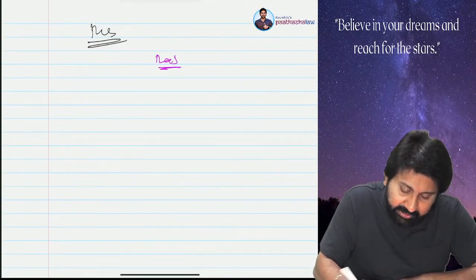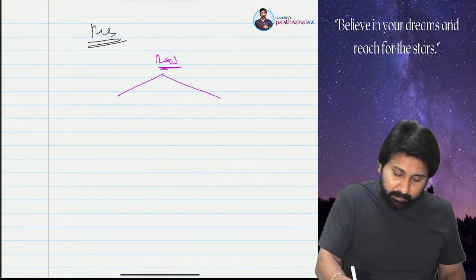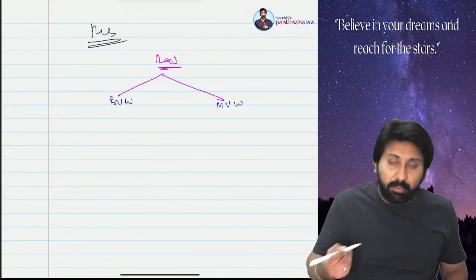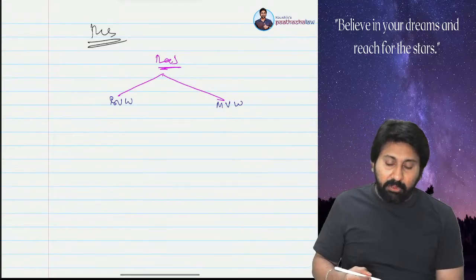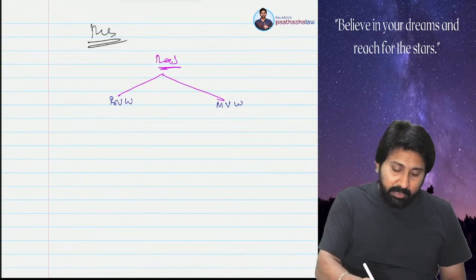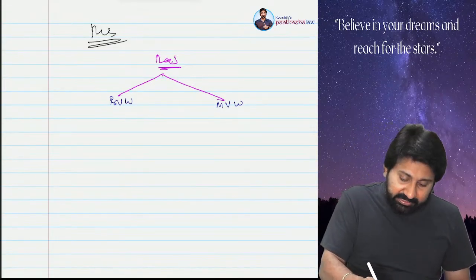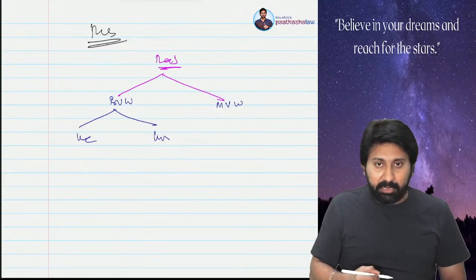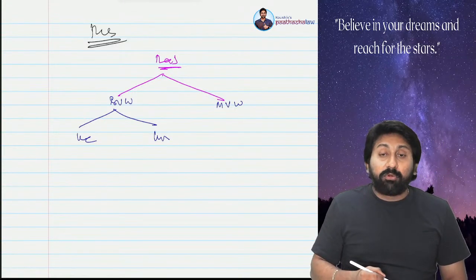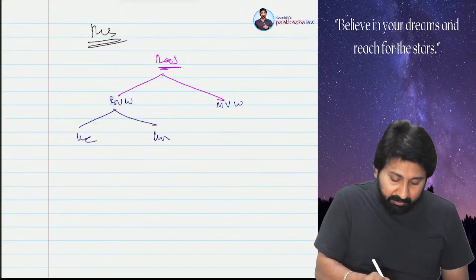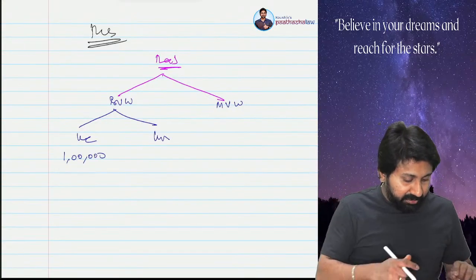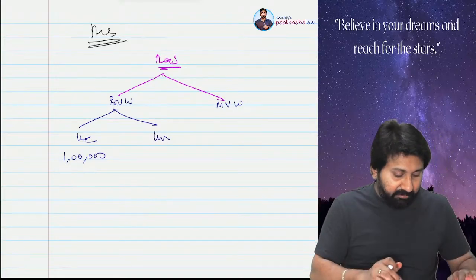How to treat reserves and surplus? Book value weights, market value weights. Whenever book value weights are considered, for KE and KR, we will take the amounts separately. For example, 1 lakh is the equity amount. How much is the equity amount here? 1 lakh is the equity amount.